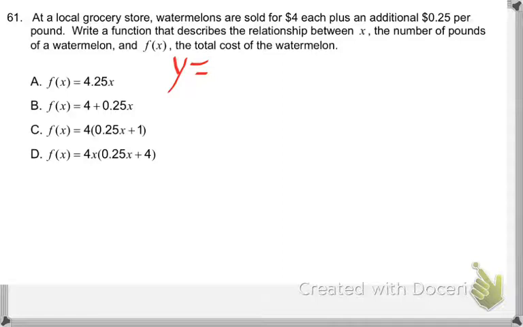For example, watermelons are $4 each plus an additional 25 cents per pound. So that 25 cents per pound, that happens more than once. That is your rate. In this case, it's going to be a slope, but we didn't quite know that until we knew this was going to be slope-intercept form, which you may not still know, but here's how we do know. 25 cents per pound, we just said, happens more than once. So that is what's being multiplied by the number of pounds.